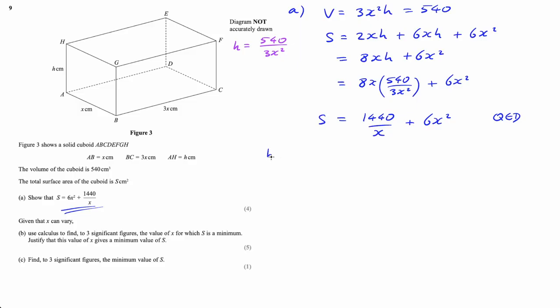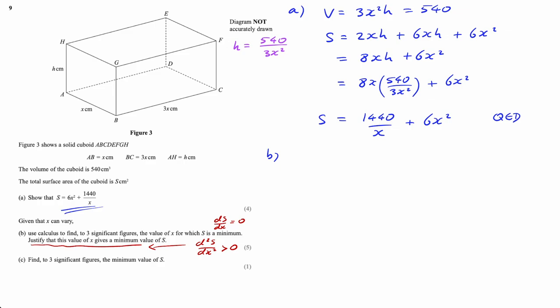Part B. Use calculus to find, to 3 significant figures, the value of x for which s is a minimum. So we're finding the minimum. Minimum, guys, is derivative equals 0. And then justify that it's a minimum. That is second derivative. So let me just write that here, guys. First derivative ds dx equals 0. And then justify that it's a minimum here. That is second derivative d2s dx squared must be greater than 0 for a minimum, guys, because it's concave up. The second derivative is greater than 0.